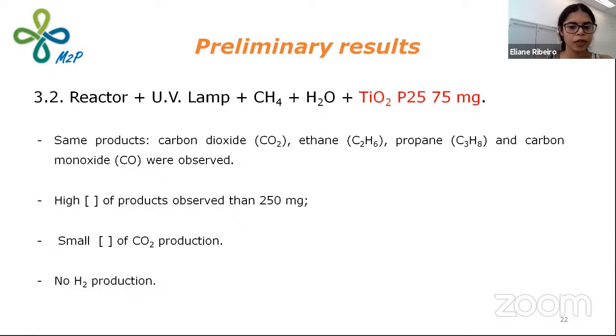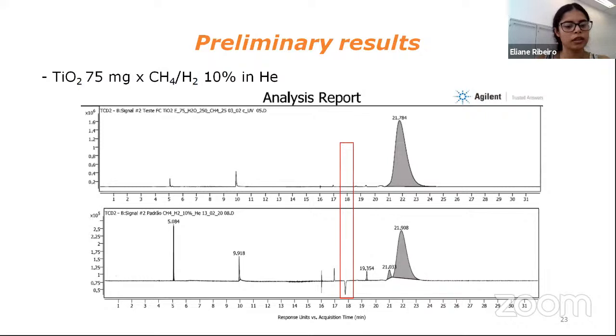Here we can see the chromatogram related to this material using a small mass of titanium dioxide, and we compared it with a chromatogram containing hydrogen, and we can see no production of hydrogen in this process.